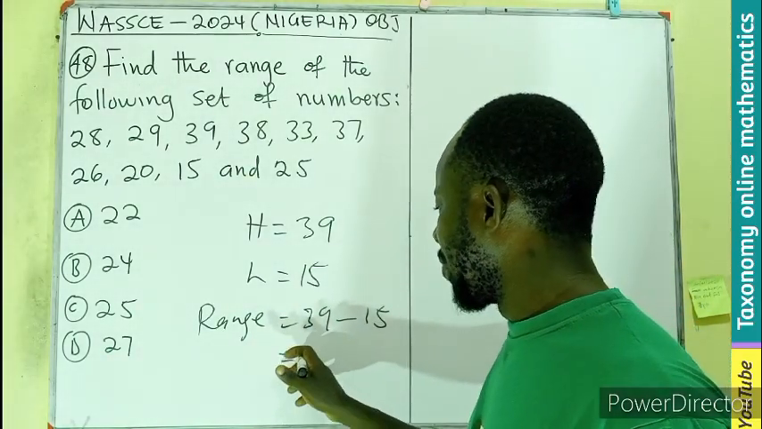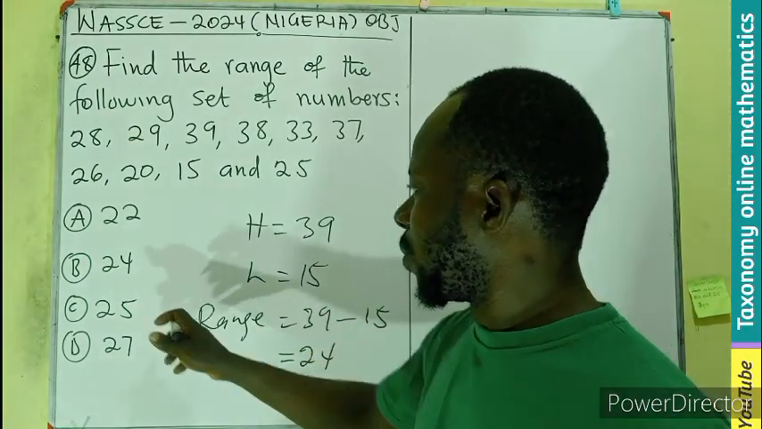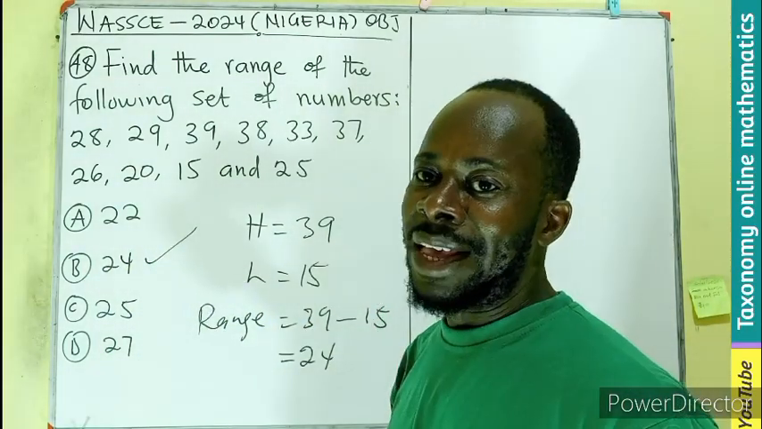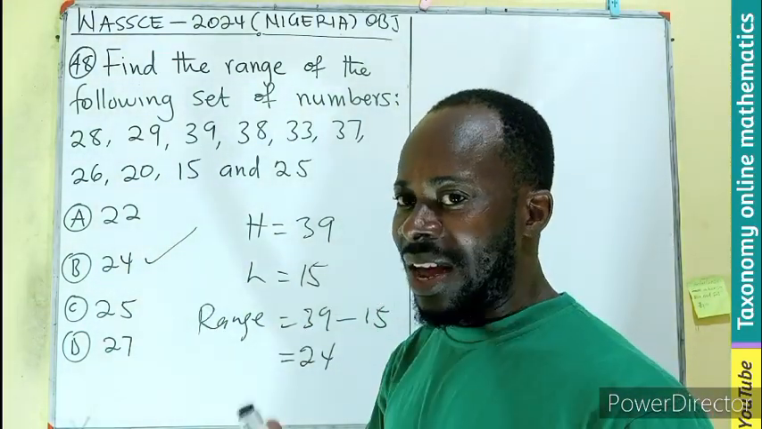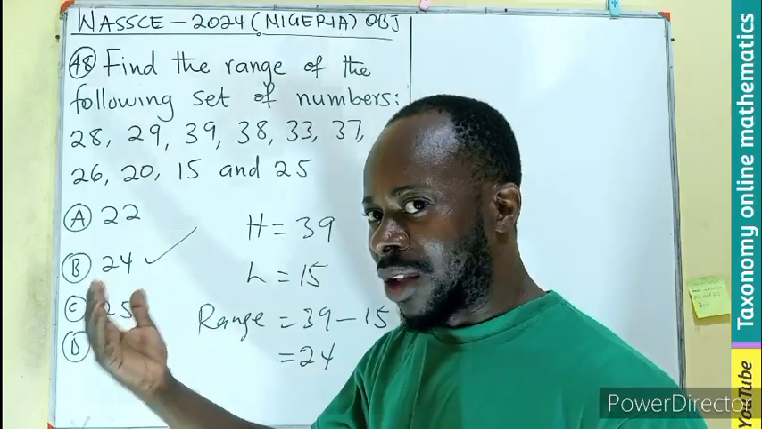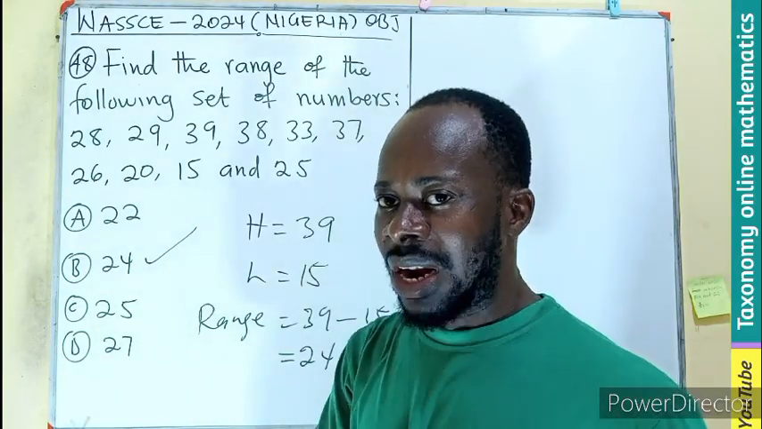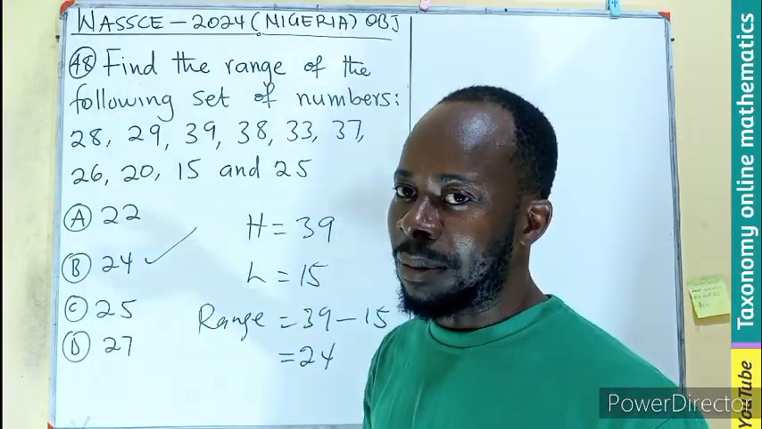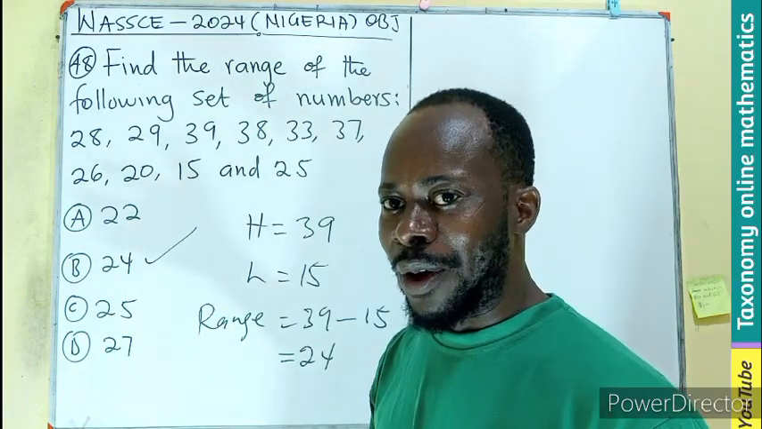And I'm sure we have 24. So 24 is the range. So in finding the range, now you know, look out for the highest number, look out for the least number, find the difference between them. That gives you the range. I'm sure we are okay with that.